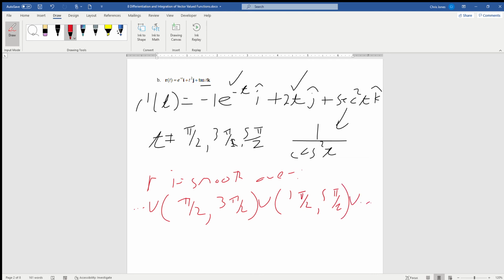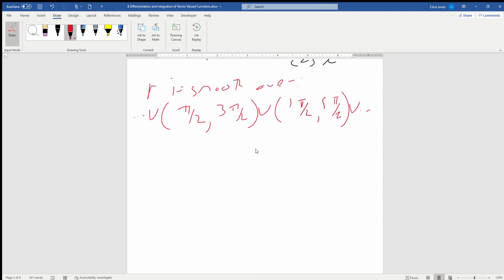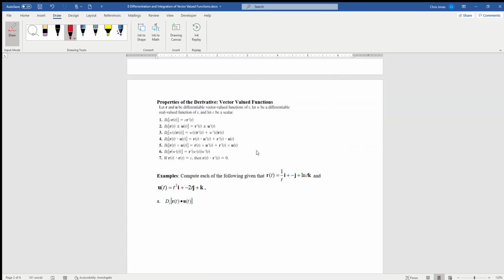Right. So that's how we're going to take care of derivatives of these vector valued functions. We take the derivative and then we determine where it's differentiable, basically where the derivative is continuous. And wherever it's continuous, that means it's smooth over that interval. All right, so there are some properties of vector valued functions with respect to the derivative.